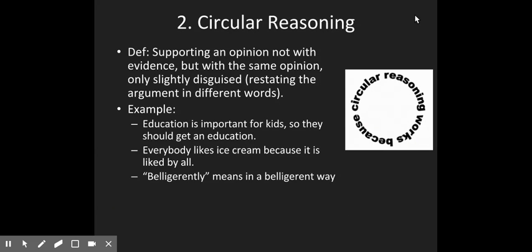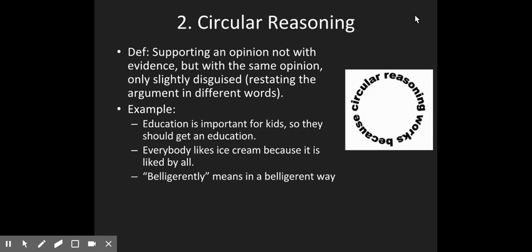The next one is circular reasoning. This is when you support your idea using the exact same language of your idea. So you're not really ever explaining anything at all. So the examples: education is important for kids, so they should get an education. Okay. Everybody likes ice cream because it's liked by all. Well, you haven't really explained anything, right?